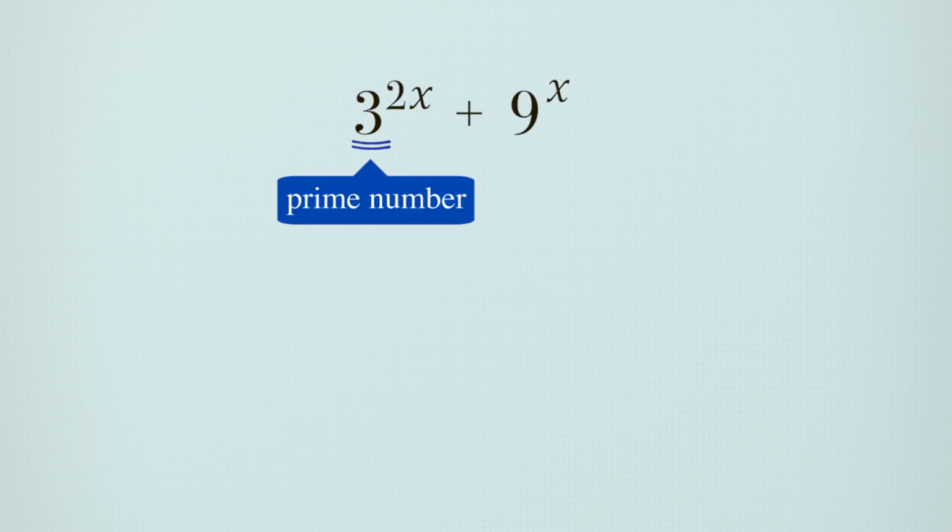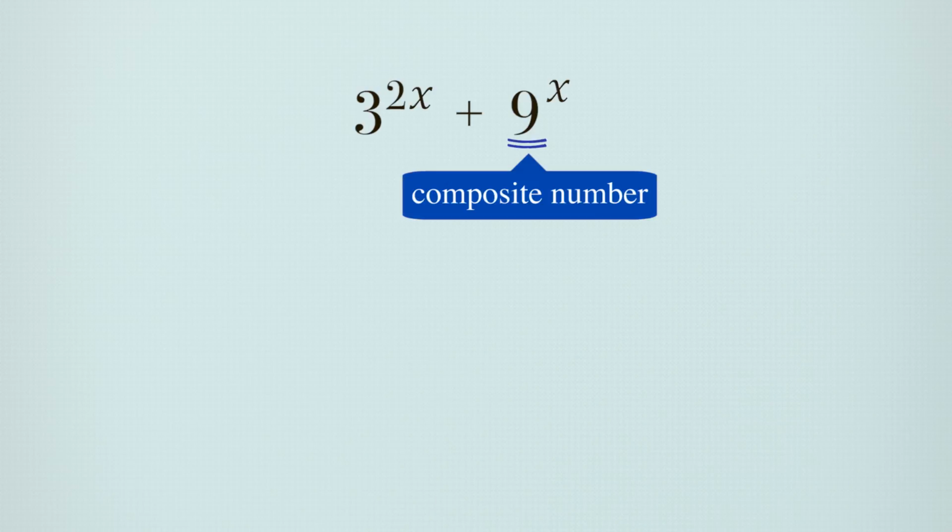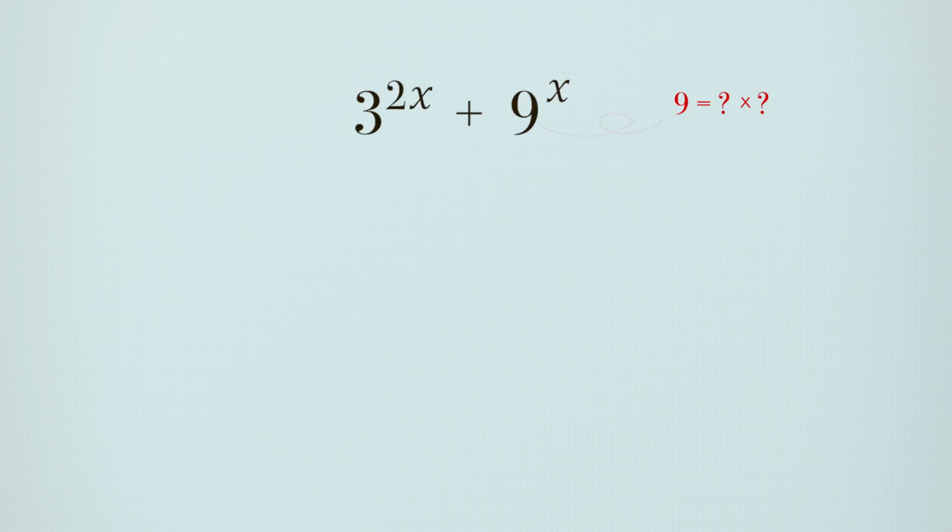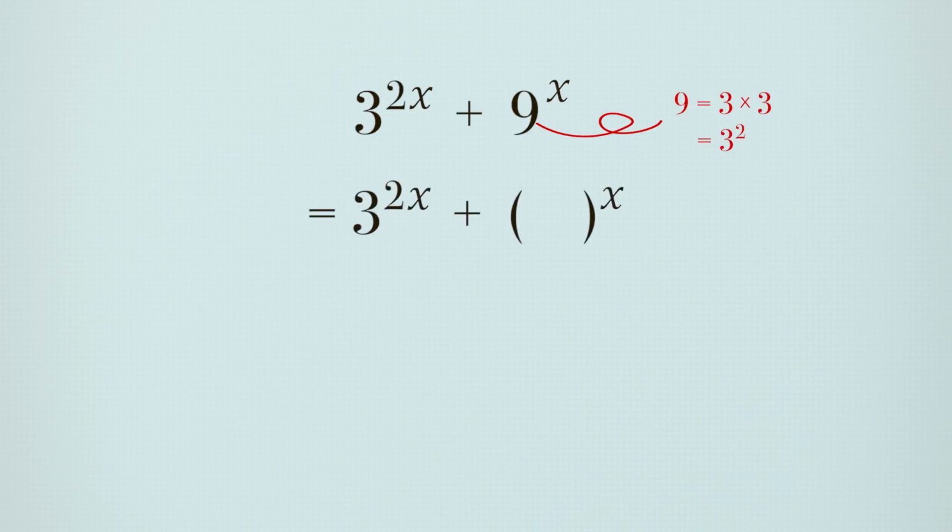We know 3 is a prime number, and 9 is a composite number, which can be expressed as a product of prime factors. We also know that 3 is a factor of 9, but can we express 9 as a power of 3? 9 is 3 times 3, or 3 squared, so 9 can be expressed as a power of 3. Now, how to simplify this?